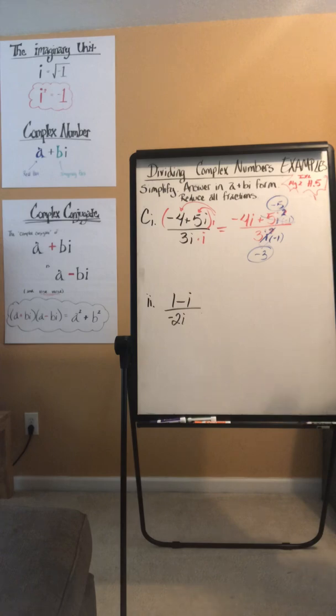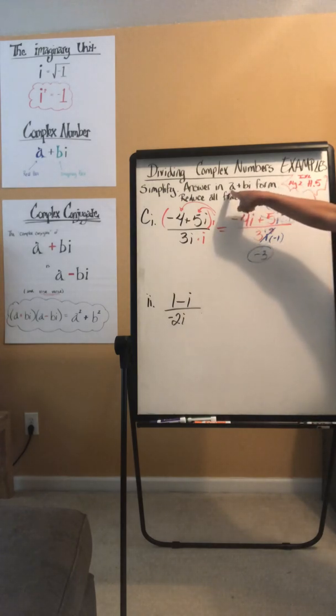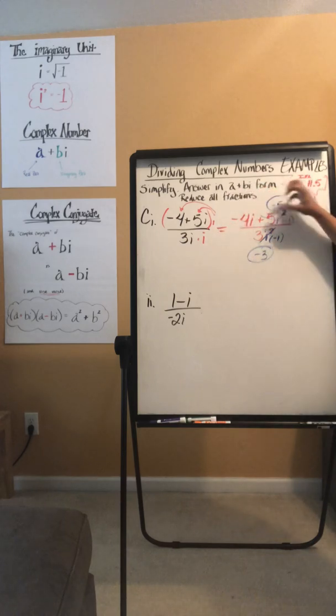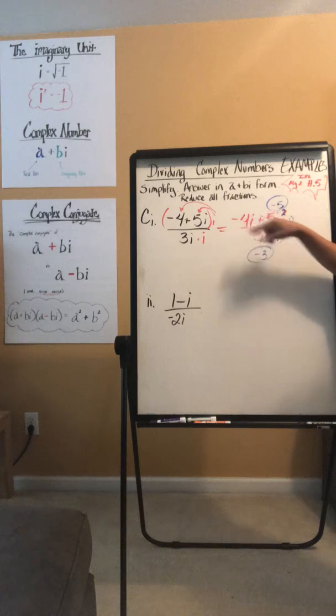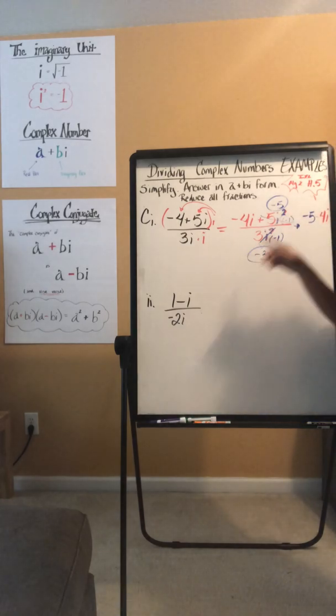Now I need to write this in a plus bi form. A is my constant, the real part of our complex number, and bi is your imaginary part. So I need to rearrange this. The real part has to come first. So negative 5 needs to come first, and then the minus 4i. The part with the i has to come second.